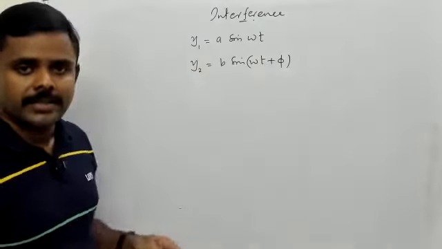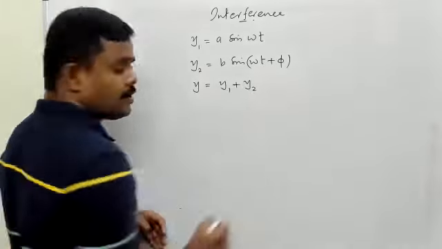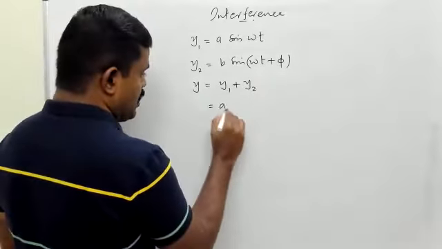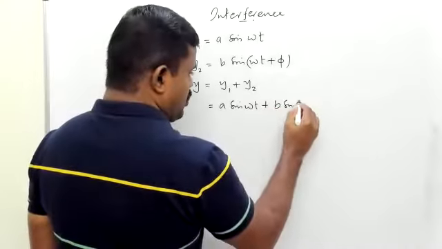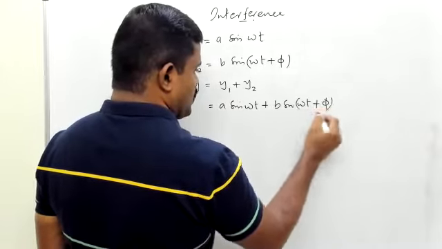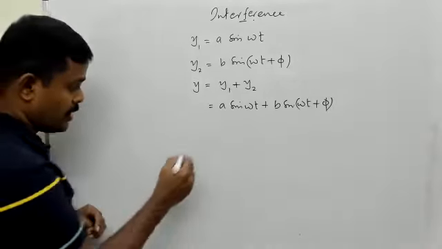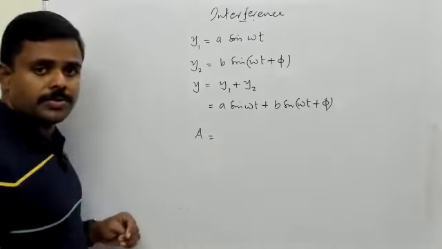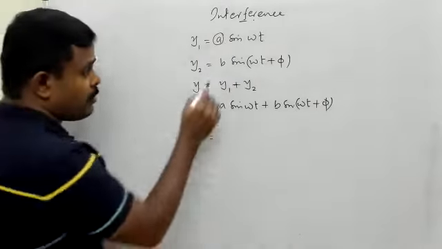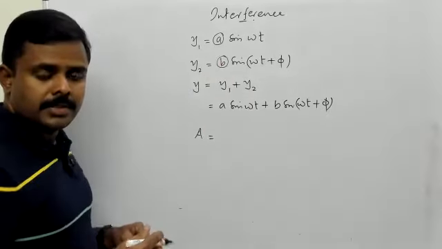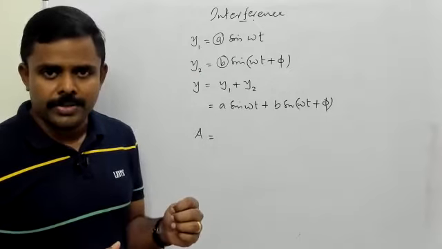And when they join together, what do we get? y is equal to y1 plus y2. So you can add them up. What is this? A sin omega t plus B sin(omega t plus phi). And if you treat this mathematically, in the end, you're going to get something. Look at this. I'm going to tell you the resultant amplitude. What is the amplitude of the first one? It is A. What is the amplitude of the second one? It is B. So when they superimpose, what you expect is A plus B as the resultant amplitude.